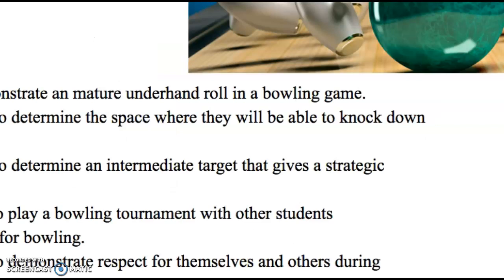Our first unit goal is psychomotor. It is: students will demonstrate a mature underhand roll in a bowling game. Our two cognitive ones are: students will be able to determine the space where they will be able to knock down the most pins at once, or as we would call it, the pocket. And students will be able to determine an intermediate target that gives a strategic advantage during gameplay.